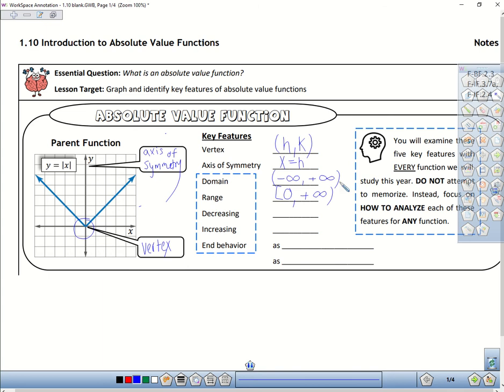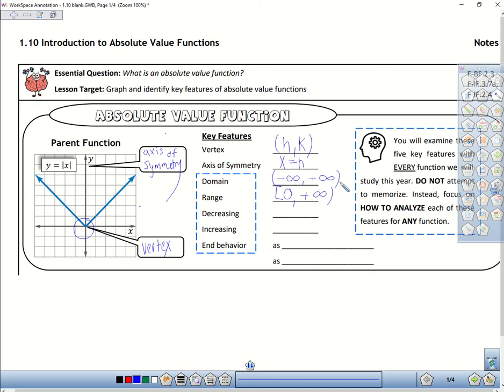Now, you may notice I used the square bracket right here. Does everybody understand why I use the square bracket here? It is included because this point is on the graph. It is filled in, so that's why we use a square bracket. If this were an open circle here, I would definitely not use a square bracket, but because it is filled in, I use a square bracket. And now we're going to talk about decreasing and increasing.